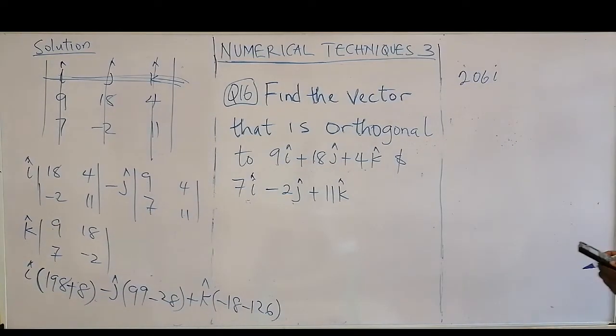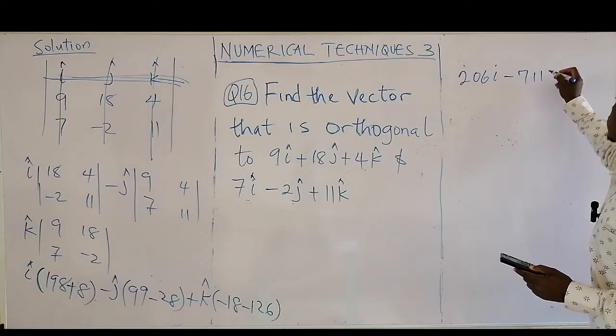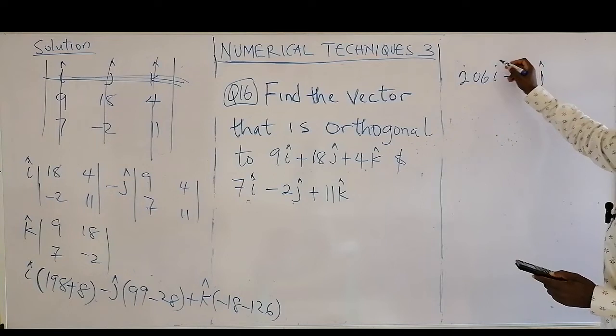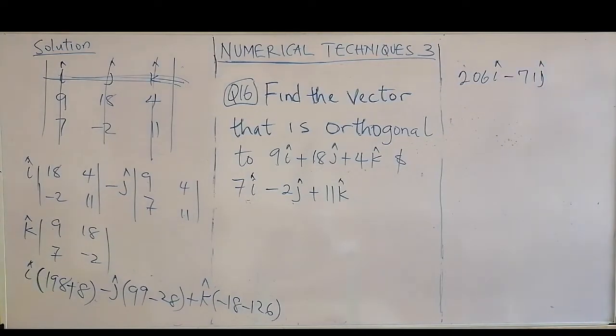206i, followed by 99 minus 28, that's 71, so minus 71j. And then followed by minus 144k. You can write it in column form, in vertical form. That will be 206, minus 71 and minus 144. So that's that on finding the vector that is orthogonal to those two vectors. Just use your determinant method and get your answer.